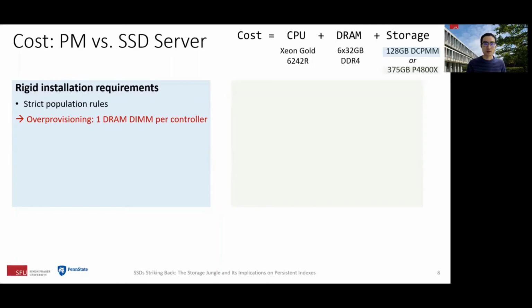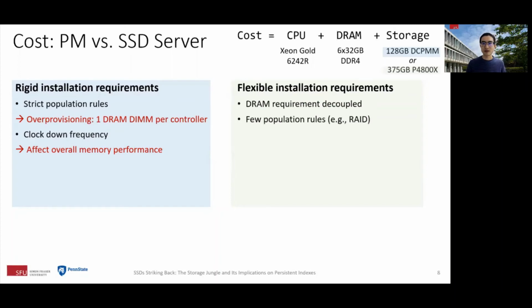up the machine. We also have to often clock down the memory subsystem frequency because persistent memory DIMMs typically run at a lower frequency compared to DRAM chips. But SSD devices don't really have such requirements, and nothing really is over-provisioned.